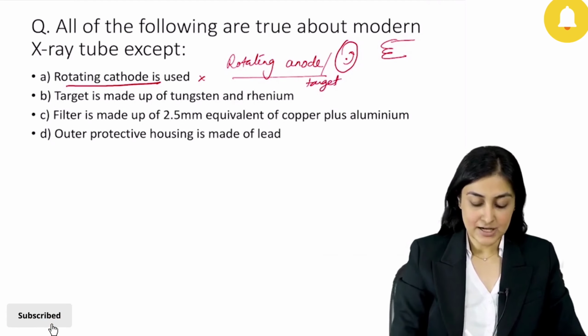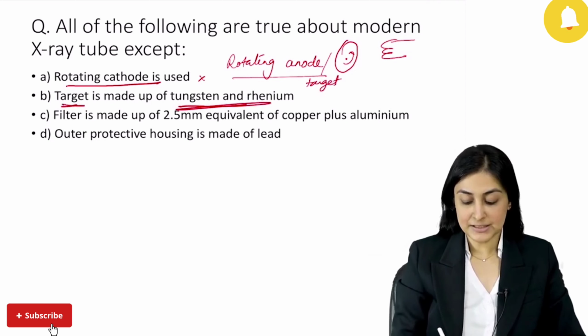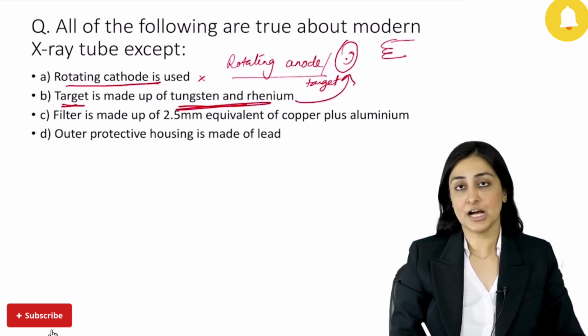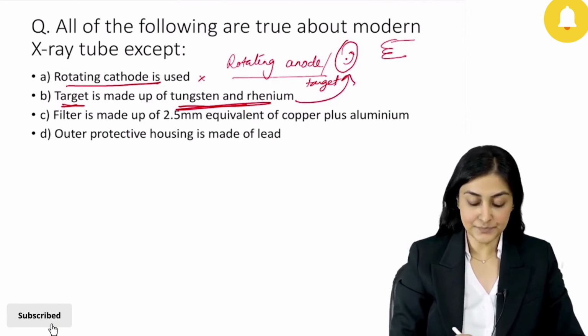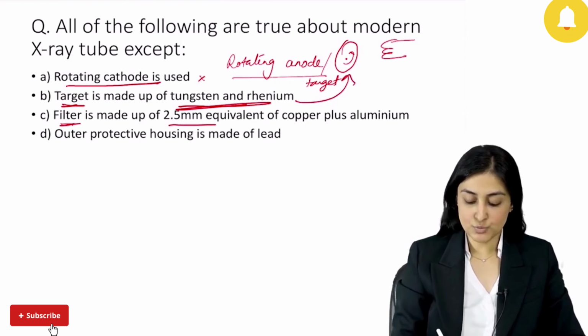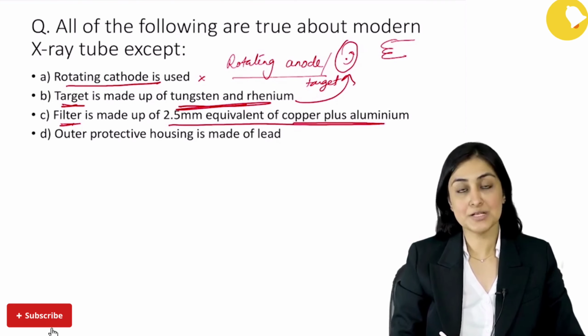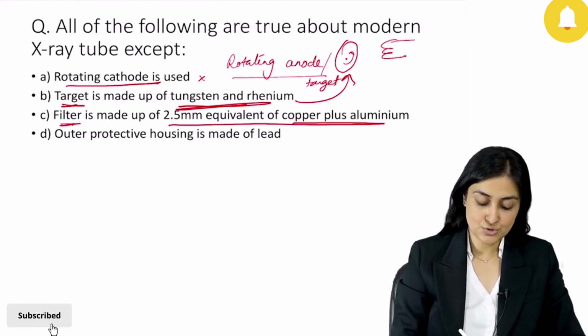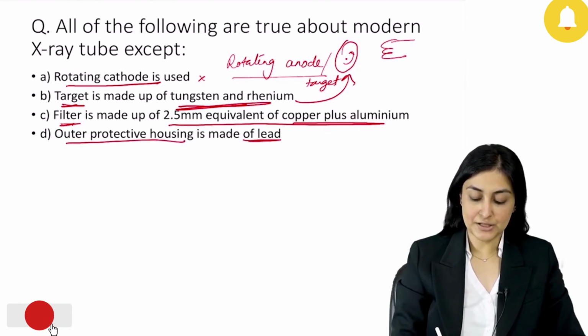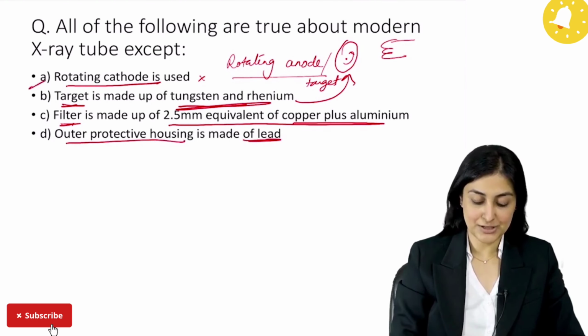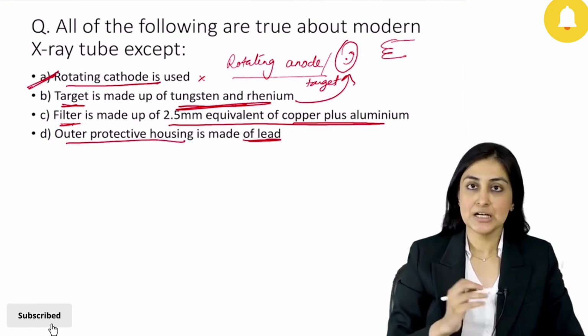Okay. Second, target is made up of tungsten and rhenium. So yes, the tungsten here in the target is alloyed with rhenium. Filter is made up of 2.5 equivalent of copper plus aluminium. This is also true. Outer protective housing is made of lead. This is also a true statement. Alright, so the first is the wrong statement here.